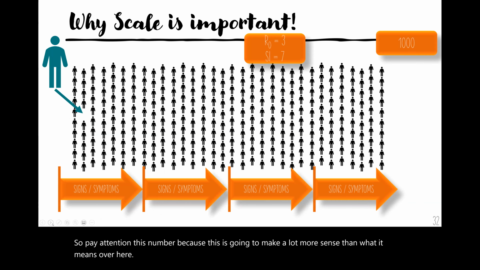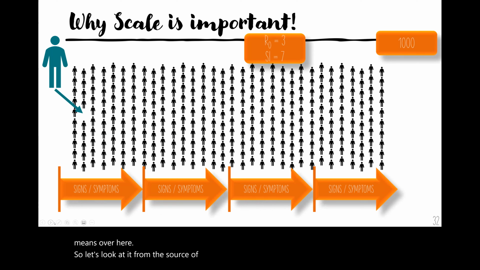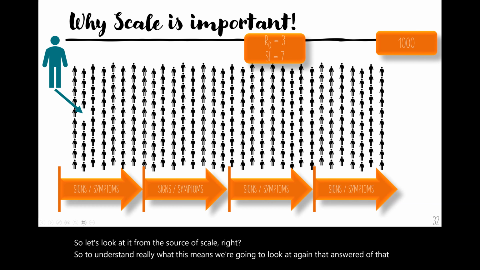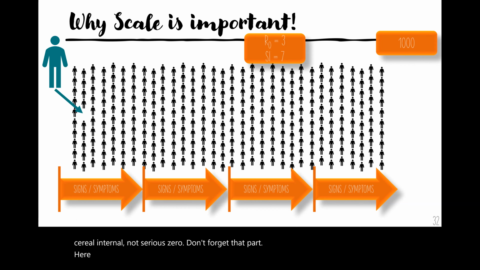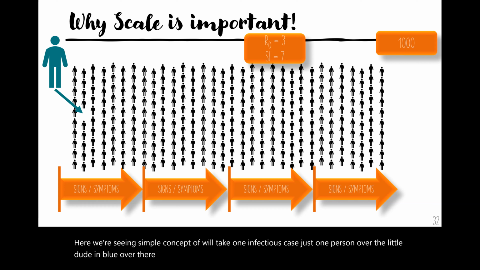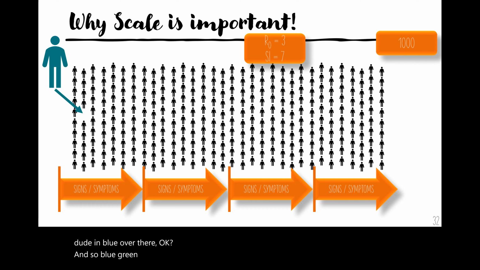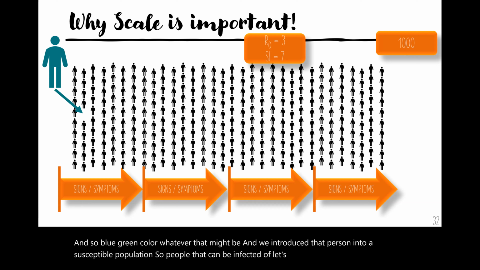So now let's look at it from the source of scale. To understand what this means, we're going to look at that serial interval. Not series, serial. Don't forget that part. Here we have a simple concept: we take one infectious case, just one person, the little dude in blue over there, and we introduce that person into a susceptible population, so people that can be infected, of let's say 1,000 humans.